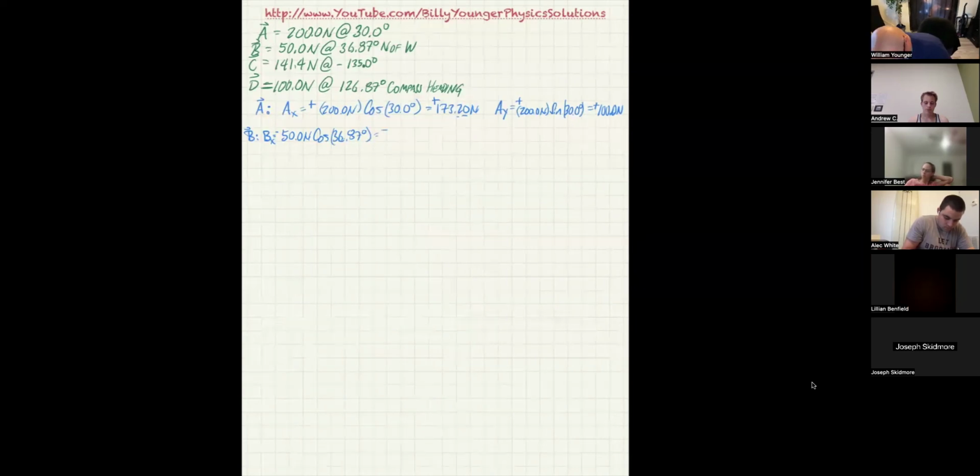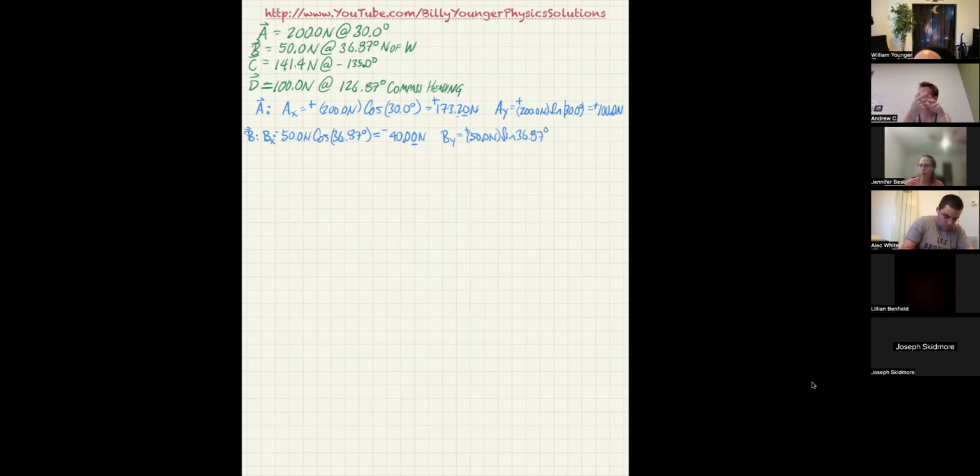And that gives us a negative 50 times cosine 36.87, which should give us 40, and it does. So that's 40.00 newtons. So that last 0 is not good, but notice I did force the negative sign. Now the B sub y is positive, and that's going to be 50.0 newtons times the sine of 36.87 degrees. Now that one should give 30, and it does. It's going to be positive 30.00 newtons.